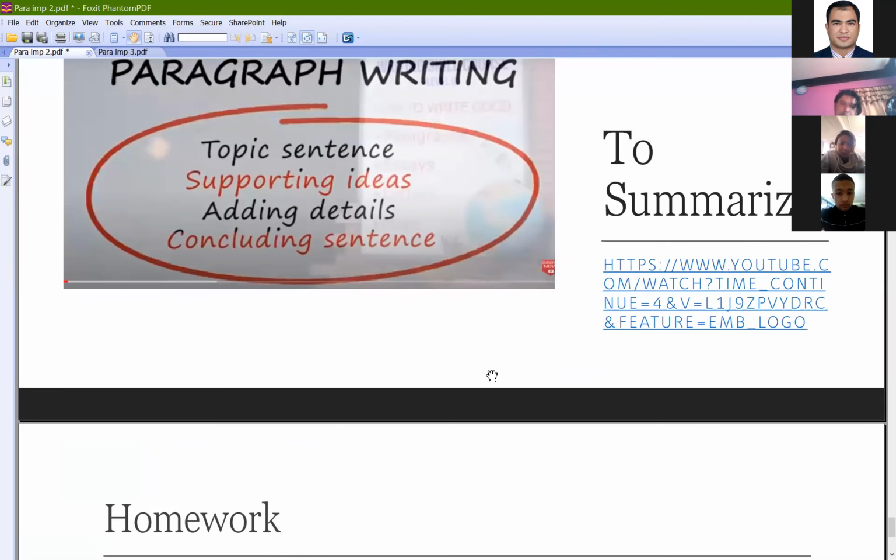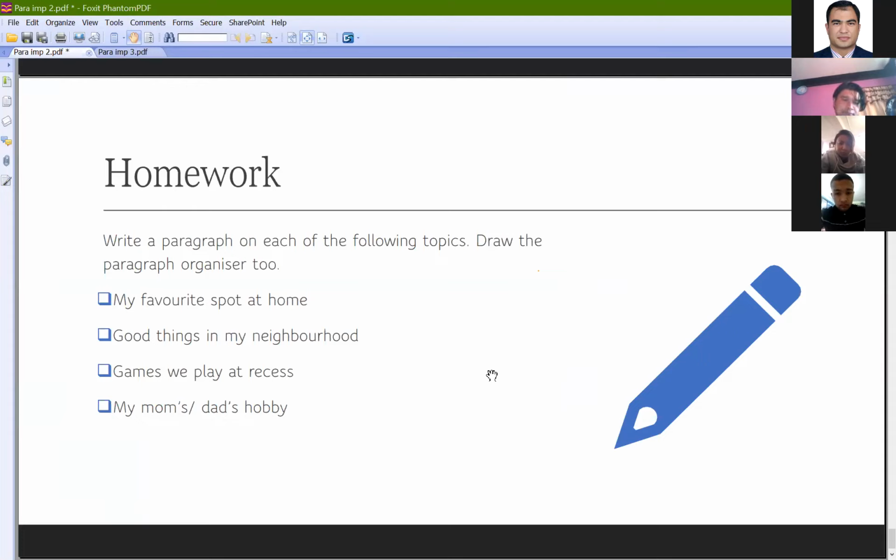Now copy these. The first one, my favorite sport at home. So you can just give a scratch to this topic. My favorite sport at home. Write a paragraph on the first one, my favorite sport at home, and you can share it on the screen after you're done. The first paragraph. Good, thanks.